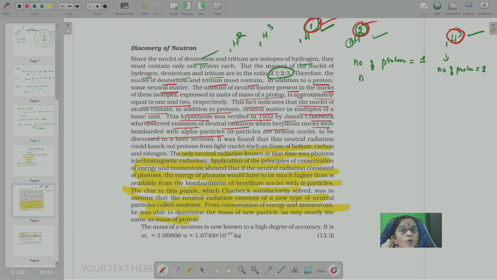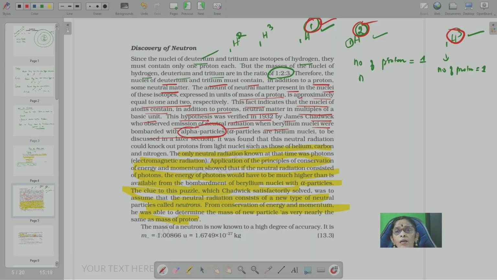So he was able to find out. Earlier the people used to say that the particle present inside the nucleus must be some photon because it is emitting energy, so radiation it is emitting, so it must be a photon. But experimental results, using the conservation of energy, found that the photon energy is greater than the energy possessed by this beryllium nuclei. So here, alpha particle and beryllium nuclei. So the law of conservation of energy was violated.